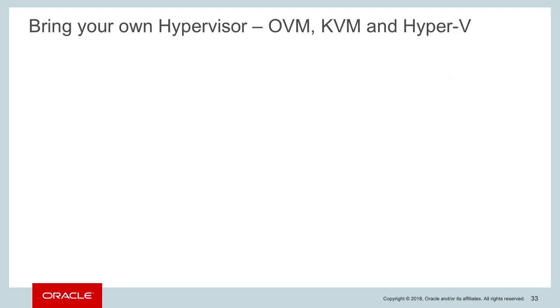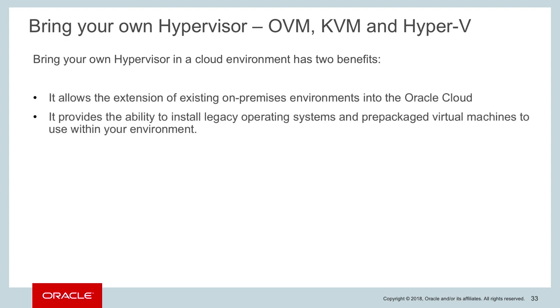Now, bring your own hypervisor. We support three types of hypervisor that you can bring over to OCI: OVM, which is Oracle Virtual Machine, KVM, and Microsoft Hyper-V. There are some benefits in bringing your own hypervisor. It gives you the flexibility to customize your virtual machine shape, and you can select the amount of CPU and memory required for your workload. You control the hypervisor and can slice the amount of CPU and memory on that specific host and associate it to your guests.